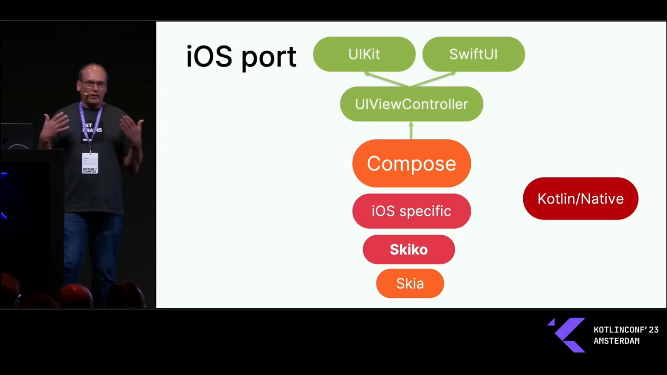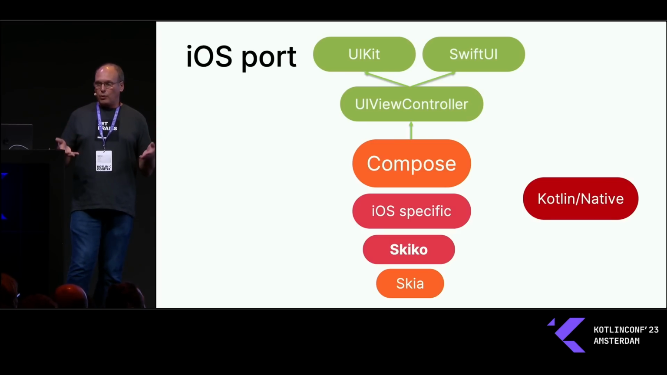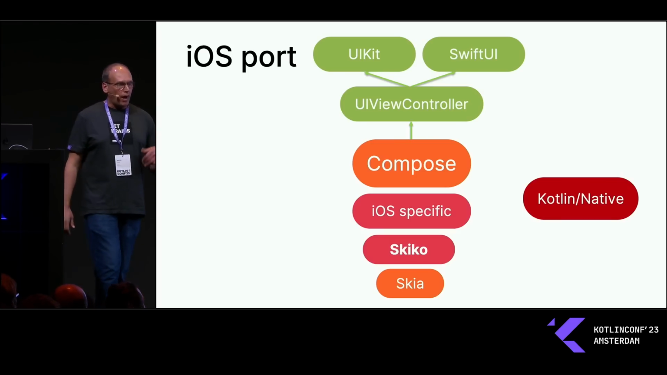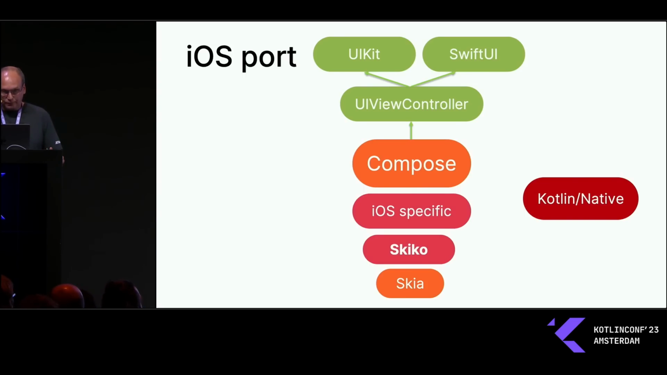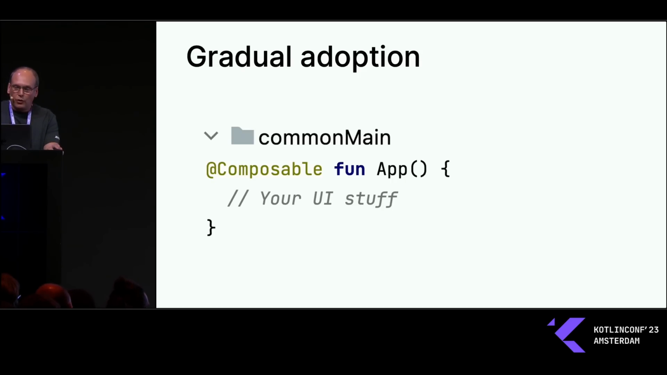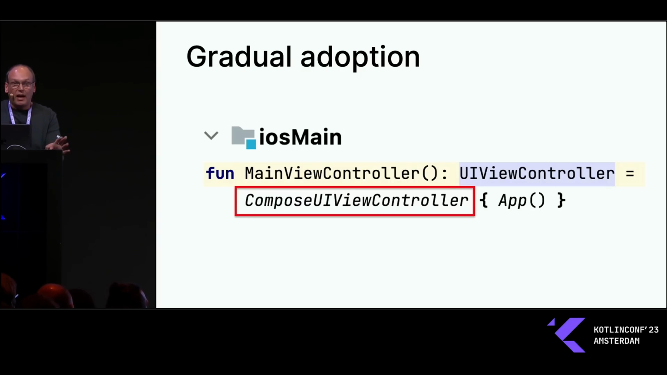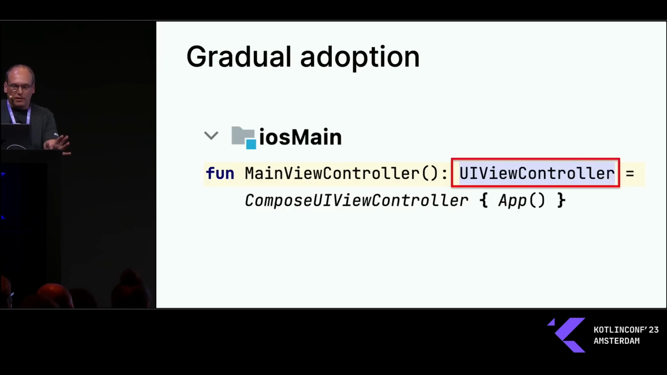Compose is exported to an iOS application in the form of a UIViewController instance, so it can be consumed by UIKit or SwiftUI in any place. Let me show how to do that. So first, you define your UI stuff in common main source set. Then you export your UI in iOS main source set in the form of UIViewController using the ComposeUIViewController wrapping function. The function just gives Compose a canvas, and Compose draws all your UI on that canvas using Skia. Easy. And returns UIViewController back to the iOS world.